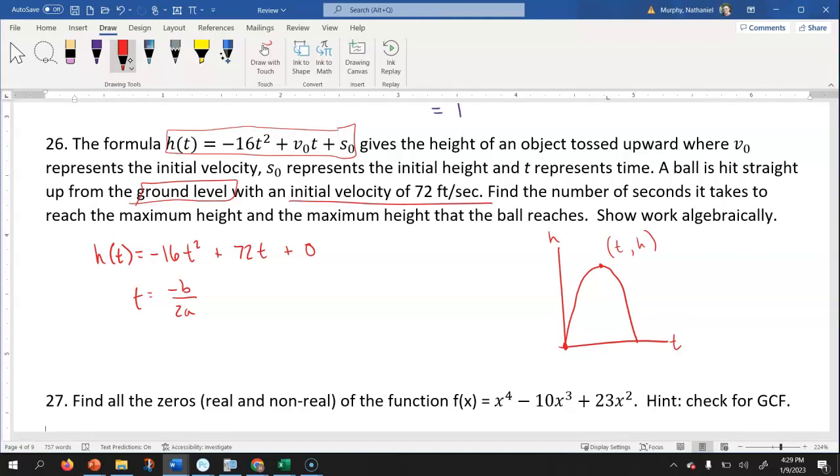So -72 over 2 times a, so that's -32. When you divide those, you get 2 1/4, 2.25. So it takes 2.25 seconds for it to reach that maximum height. Now we've got to figure out what the maximum height is after 2.25 seconds. To find the height, we're just going to plug that into the function. Every time we see a t, we're going to put 2.25 in.